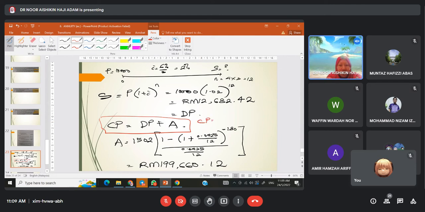What is it? CP equals to? Saya menunggu ni. 212,342 ringgit 54 sen. 212,342.54. Betul.